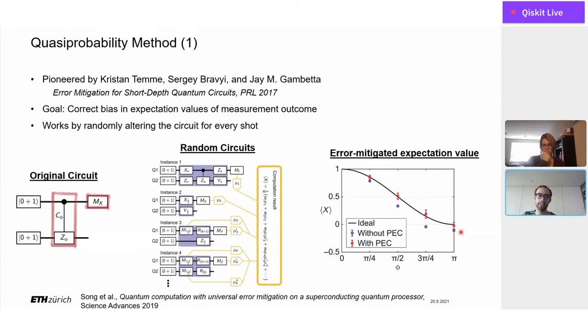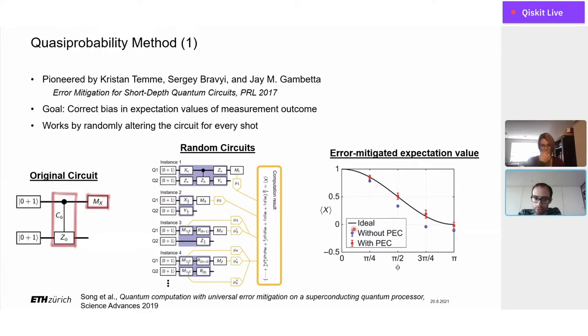So what they did, basically, they used a quasi-probability method, and at every shot of the circuit, which I think here they denoted by instance, they somehow altered the circuit in a very specific way, such that when you correctly sum up all the results from these measurements and weight them in the correct fashion, you can get an expectation value that exactly corrects for the noise that is present on your system.